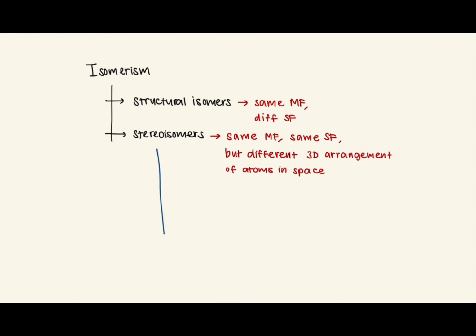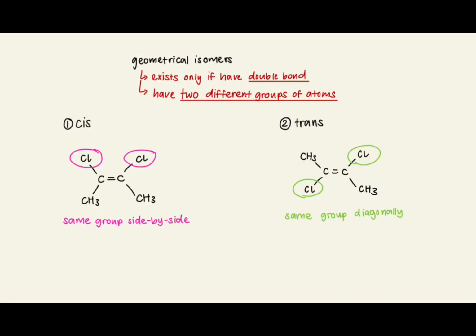Under stereoisomerism, there are optical isomers and geometrical isomers. However, today we are only going to focus on geometrical isomers. Geometrical or cis and trans isomers are isomers that exist only if there is a double bond, so they can only be alkenes. Each of the carbon in the carbon-carbon double bond must also be connected to two different groups of atoms. So, cis isomerism would have the same group of atoms side by side, while trans isomerism would have the same group of atoms diagonally.